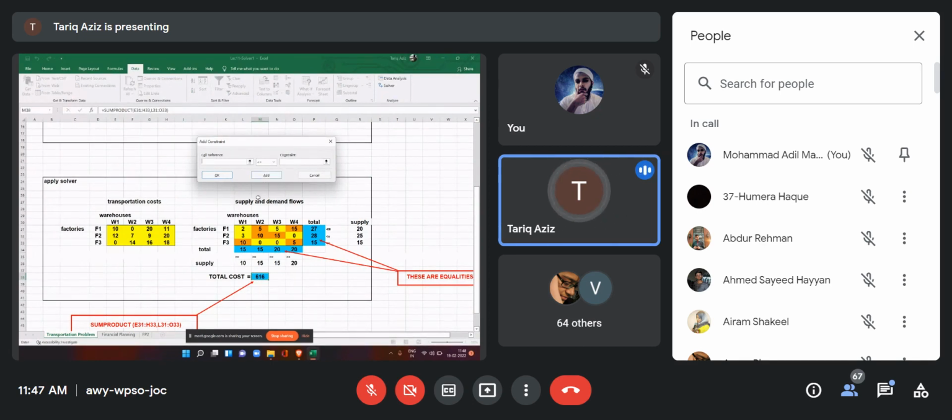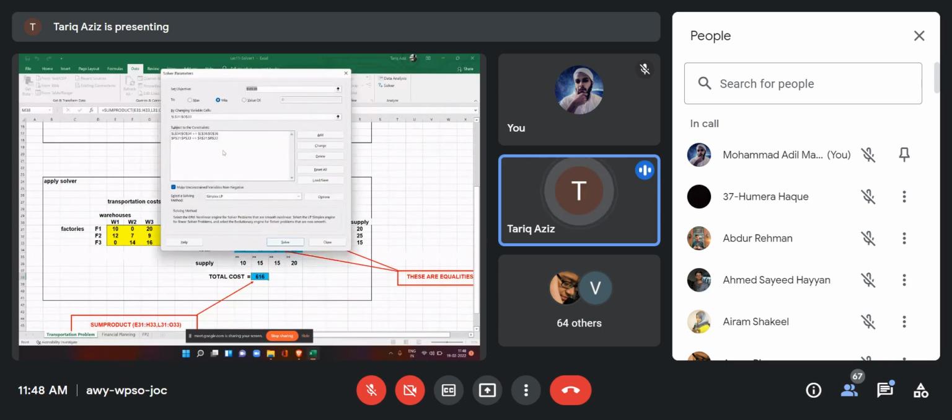Once you click on add, it will ask for the specification. First it is asking for the reference, so you can provide the reference of the demand. This demand should be either equal to or more than. So this is our constant, and this is our demand. Select this demand 10, 15, 15, 20, and I will press OK. Now these two constants have been created.